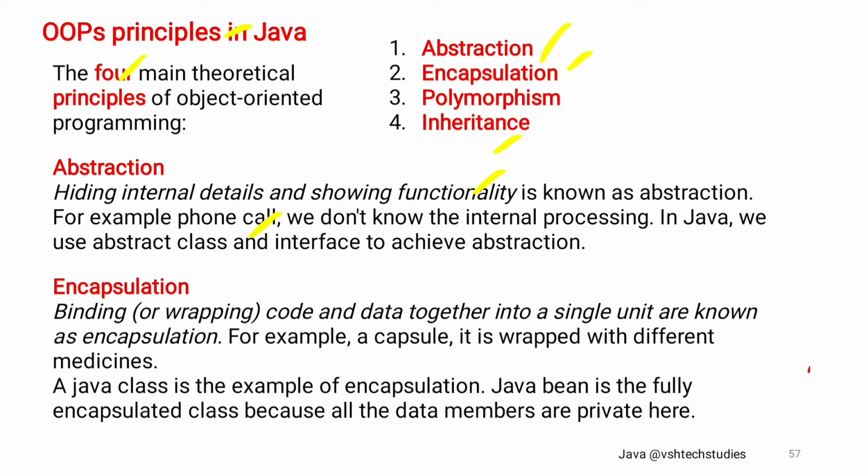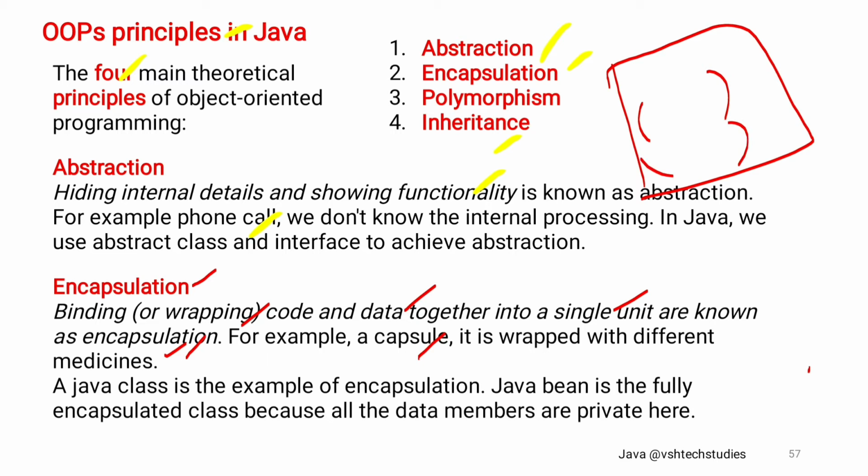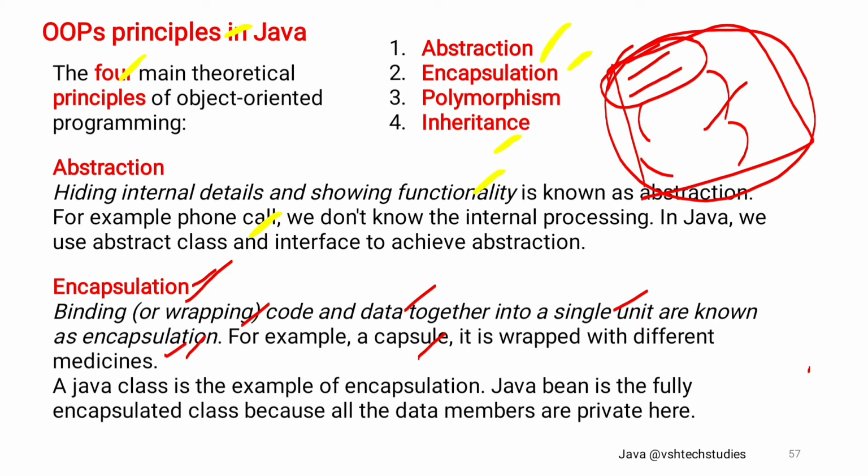Next, encapsulation. Binding or wrapping code and data together into a single unit is known as encapsulation. Like how a capsule is wrapped with different medicines, here the object will have different methods and different data fields. So binding code with data in a single unit is called encapsulation.